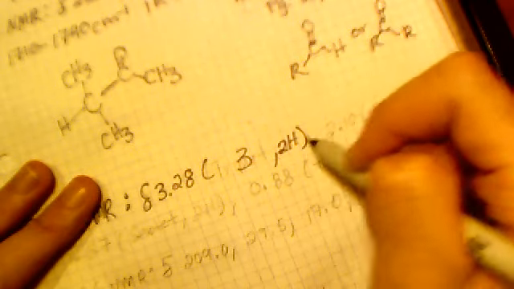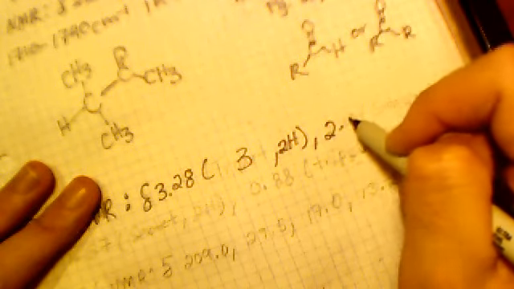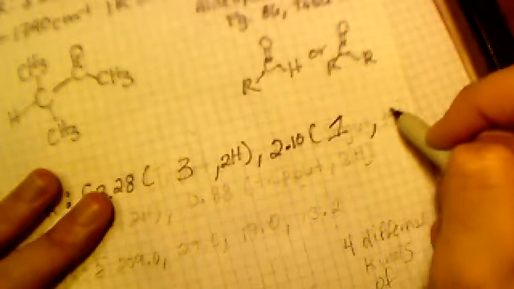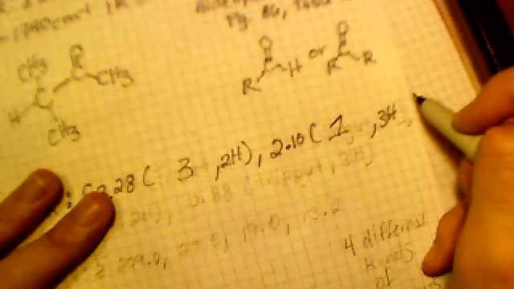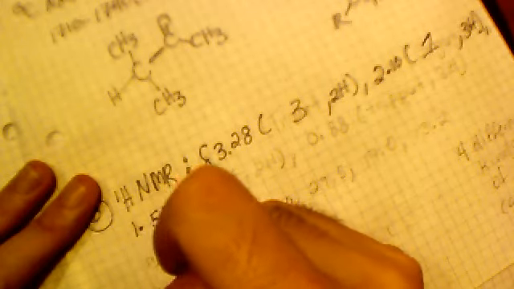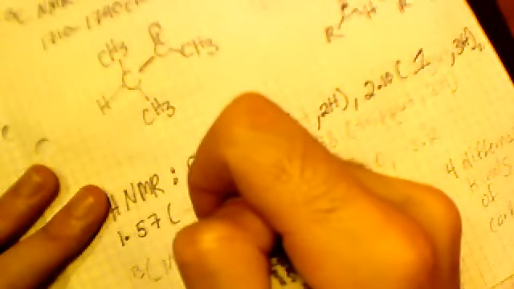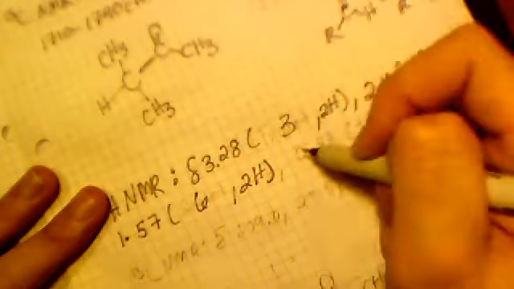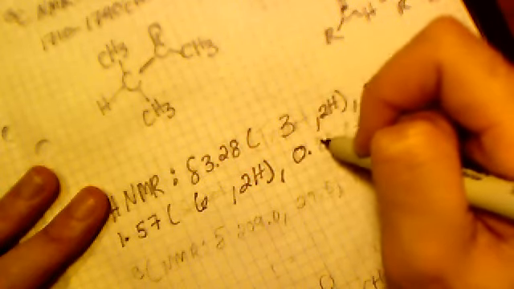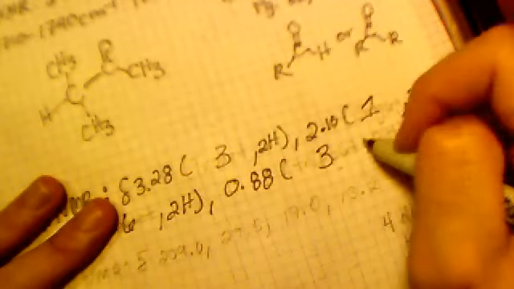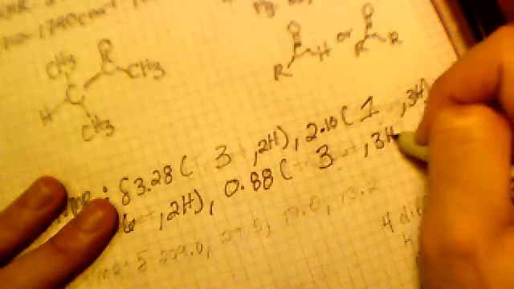It's a triplet, so I'm just going to write 3, and there's 2 hydrogens. There's a chemical shift at 2.10. It's a singlet. I'm going to write 1, and there's 3 hydrogens, right? There's a chemical shift of 5.7. It's a sextet. I'm going to write 6, and it's 2 hydrogens. And then there's a chemical shift at 0.88. It's a triplet. There's 3 peaks, and the signal is for 3 hydrogens.